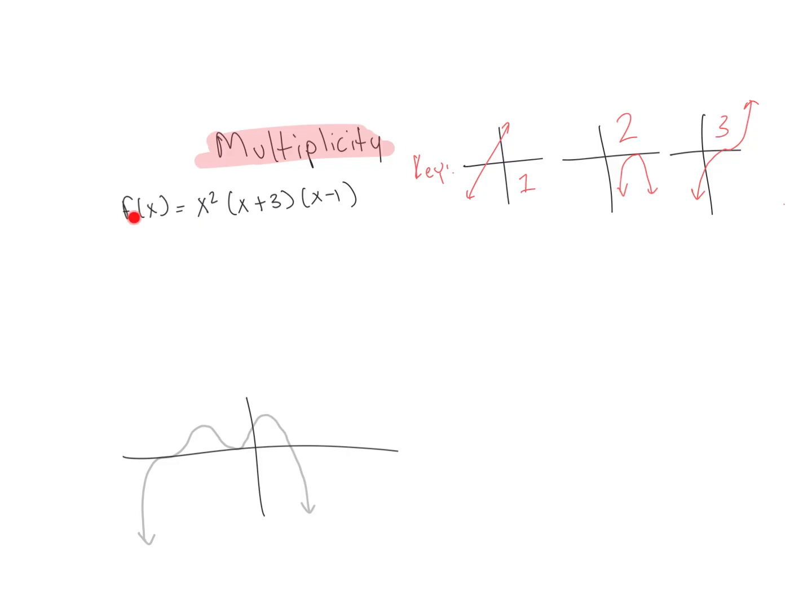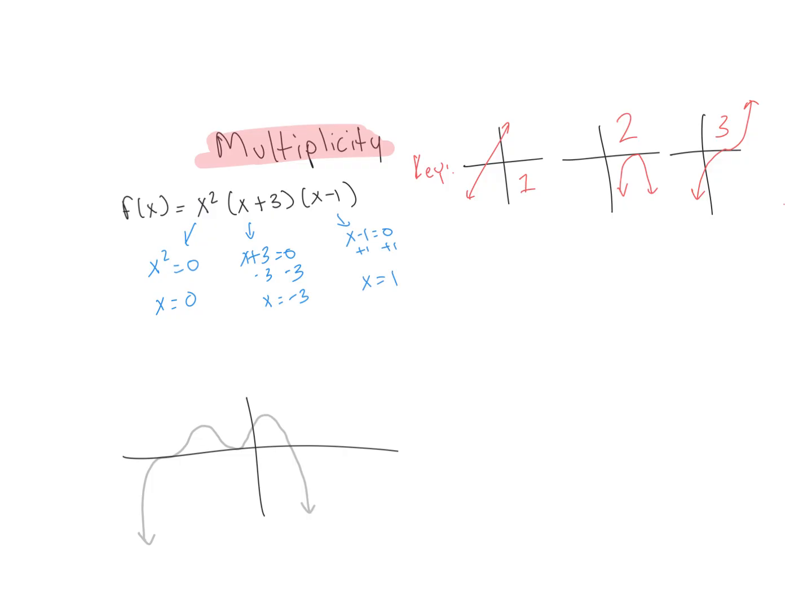Here I have 2 examples, one with an equation, one with a graph. For my equation, I have 3 roots. It's already factored, so I can set each one of them equal to 0 and solve for x. For this one, it'll be x plus 3. Solve for x, I get -3. For this one, x minus 1 is equal to 0. Add 1, so I get x equals 1. So I have 3 roots.